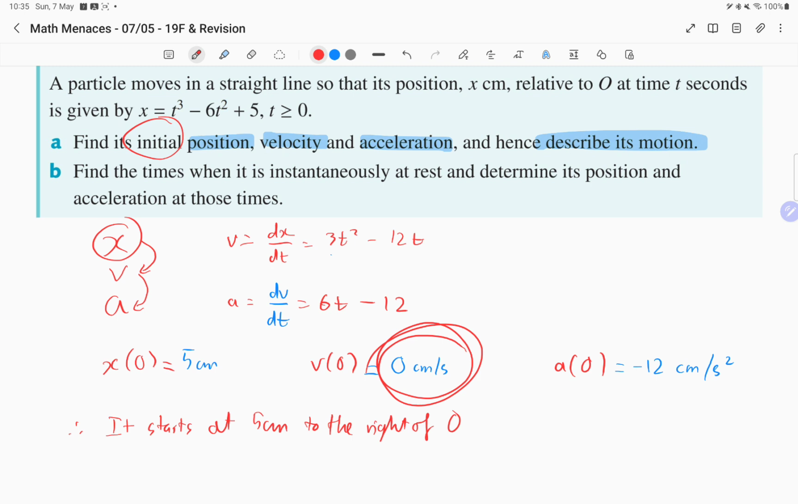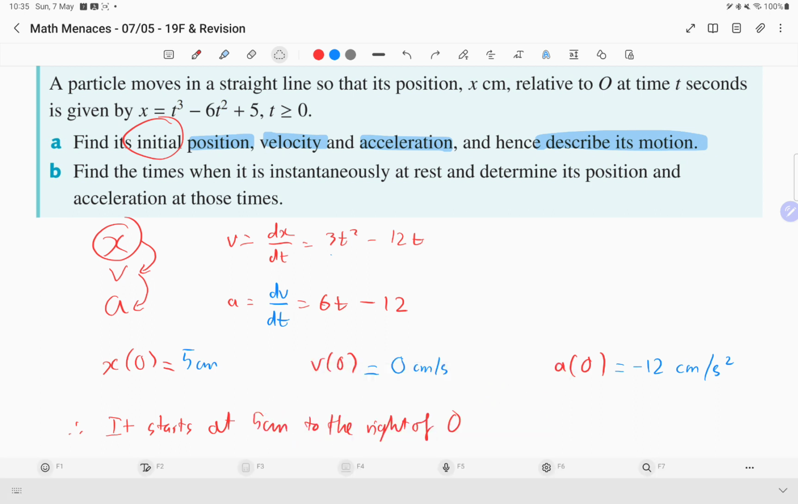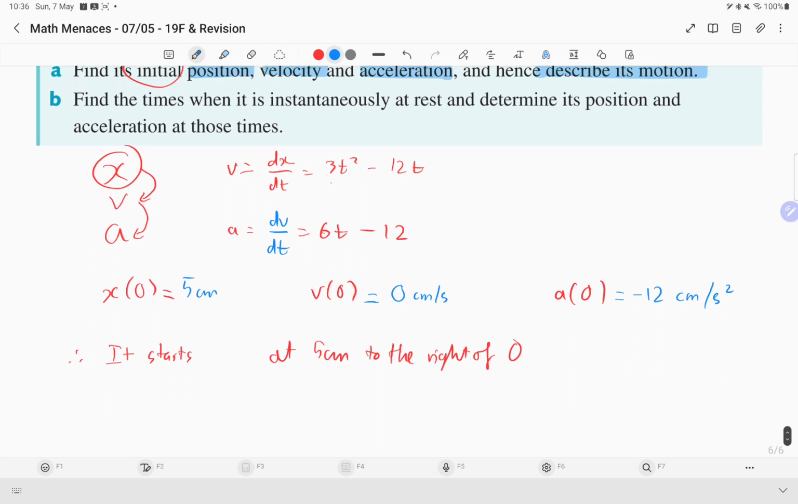It's stationary. Initially stationary. Okay, or another way of saying it is it starts at rest. Okay, so we're going to add more into this statement here. So this one means it starts at rest. Yeah, you see this phrase quite a bit. It starts at rest. And then it starts at rest at 5 centimeters to the right of O.